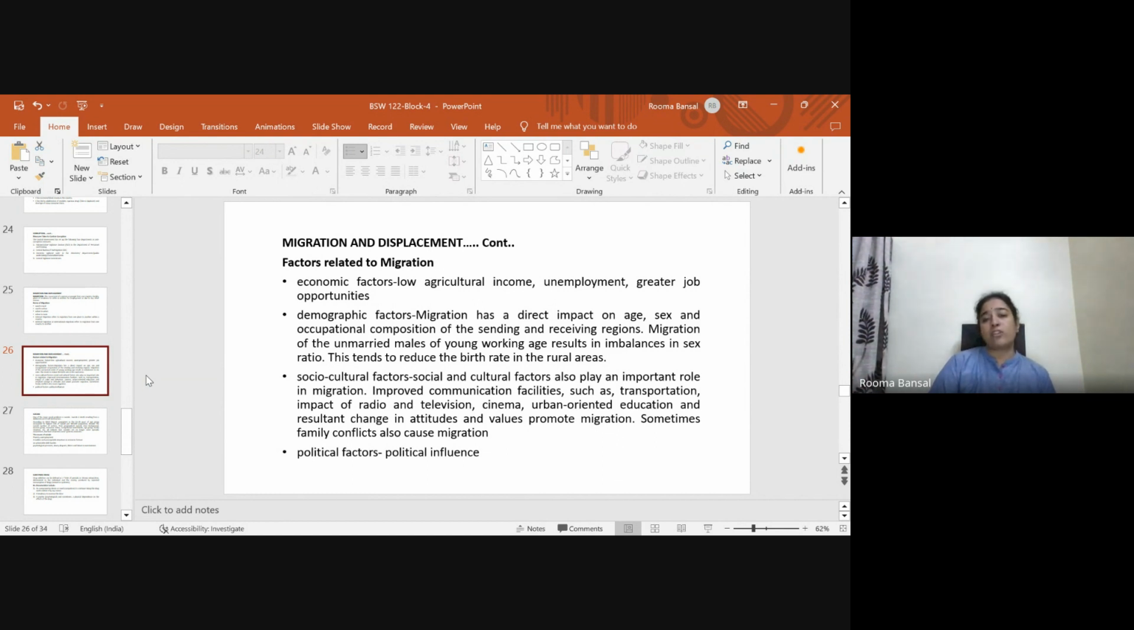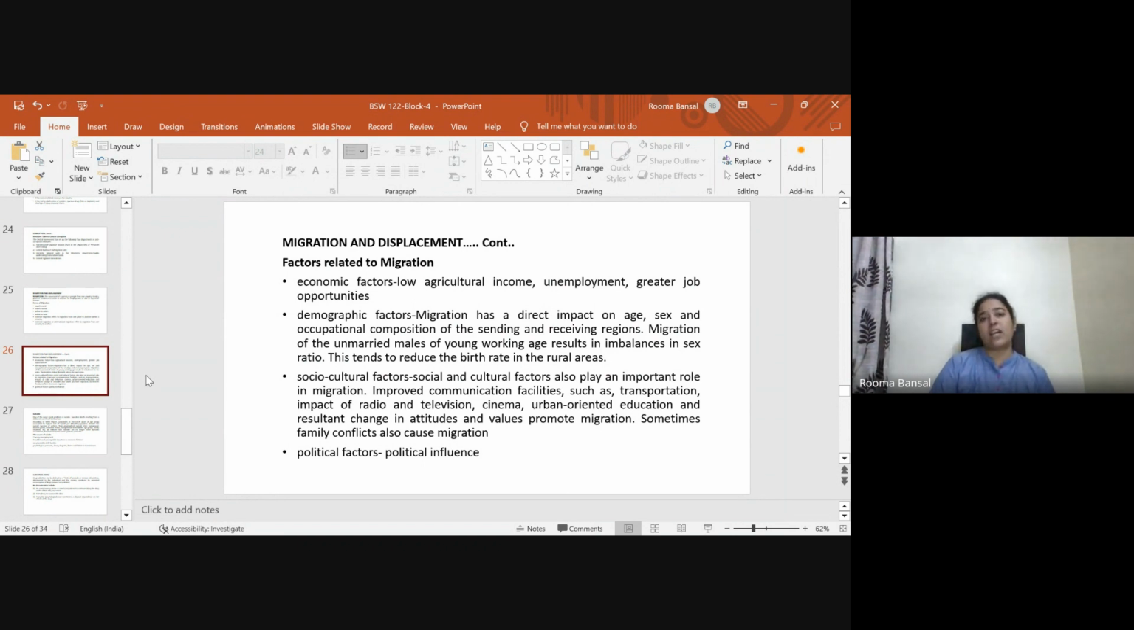Sometimes family conflicts also cause migration. It means conflicts between family members, and some people decide to leave the family and go to another place to live there, or to get a good job or education, anything. So family conflicts are also a cause of migration. Next is political factors. People who are influenced by political leaders and political parties sometimes also migrate from one area to another area.